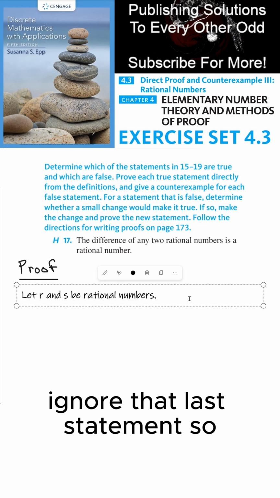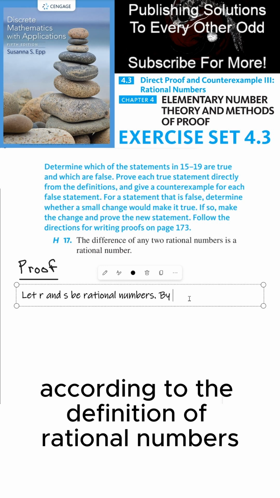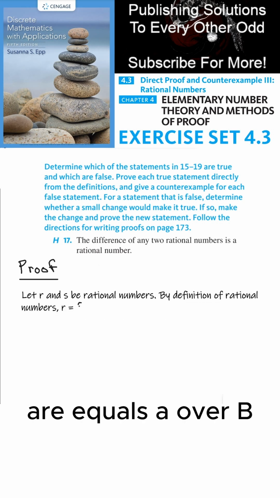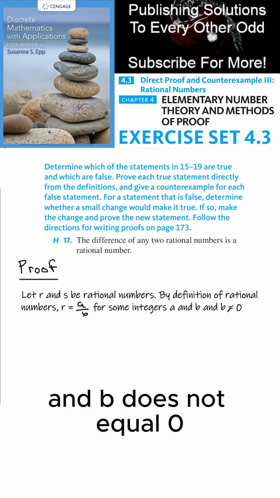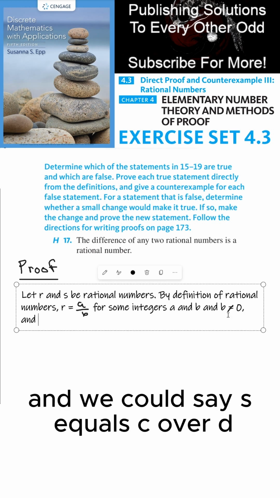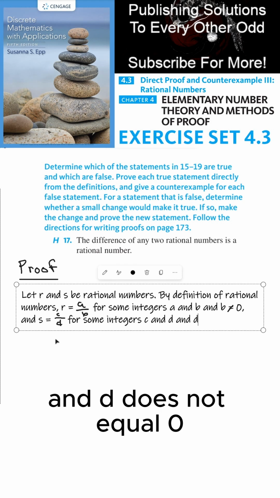Ignore that last statement. So now let's unpack what it means to be a rational number. According to the definition of rational numbers, R equals A over B for some integers a and b, and b does not equal 0. And we could say S equals C over D for some integers c and d, and d does not equal 0.